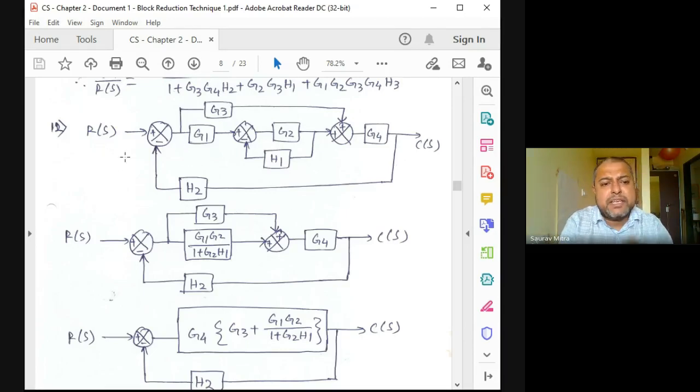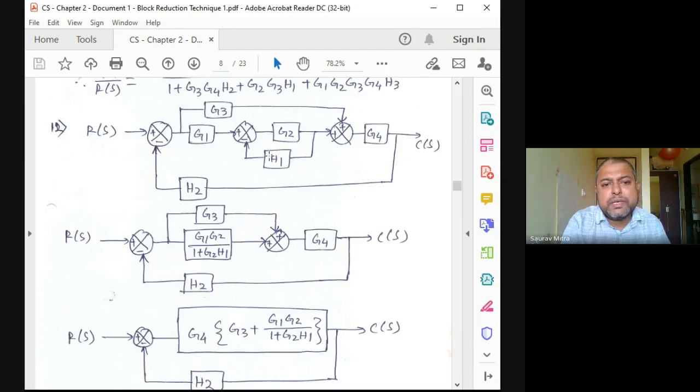So let us see. R(S) is the input. Here you are finding that this G3 is not a feedback, because this is a feed forward thing. So what is the first thing? First we'll solve this. G2 H1 is the first loop. This is a very easy numerical. Okay, it looks very entangled, but this is a very easy numerical.